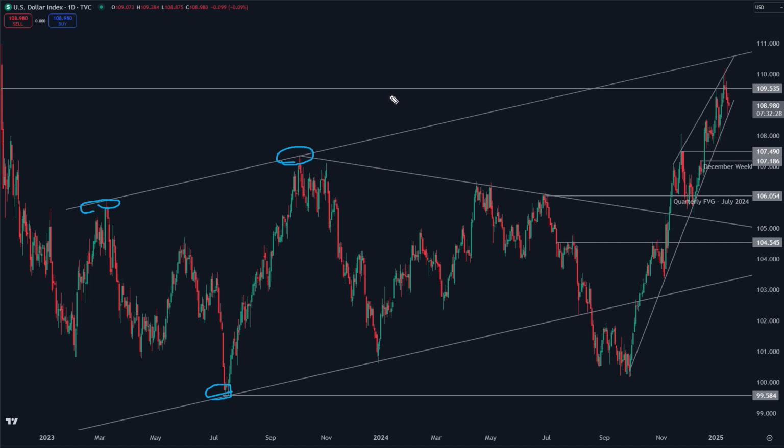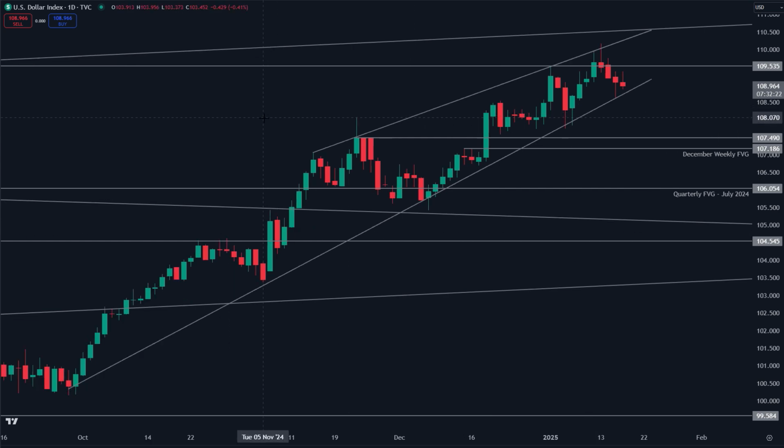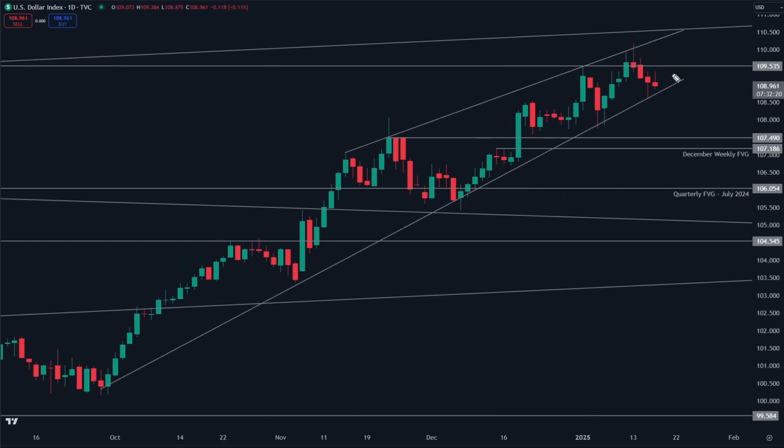So a couple of scenarios that I'm watching for the DXY. The first one is a pullback out of this trend line. And this trend line too, guys, I also shared with VIP members yesterday before we got the retest. When the market was back here, I said, watch this level down here on Wednesday following USDCAD.